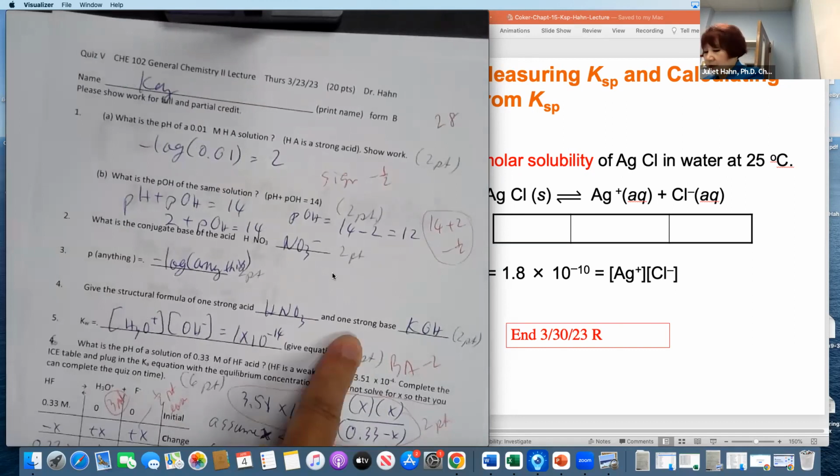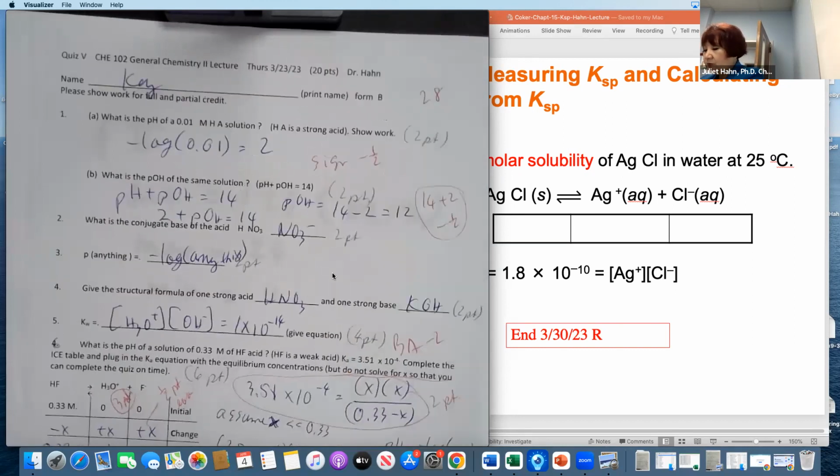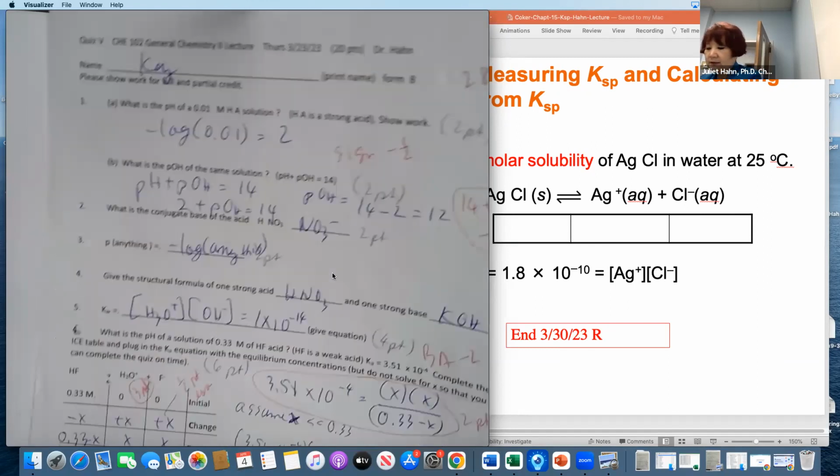You could have written almost anything there. What I was looking for for the equation for Kw is this equation: H3O plus times OH minus is equal to 1 times 10 to the negative 14. Some of you gave me the pH plus pOH is equal to pKw equation, which is fine. That really should have been the only thing that you put into that.